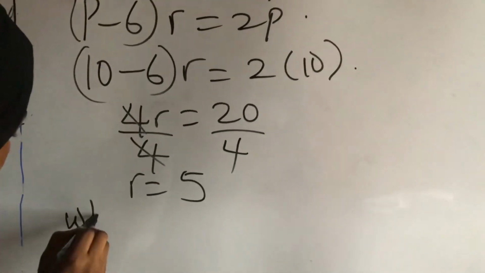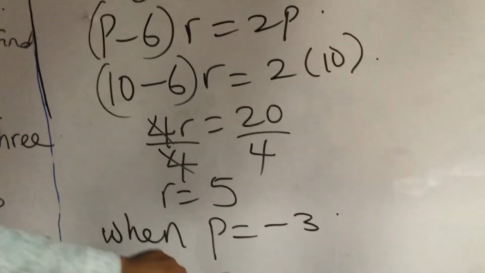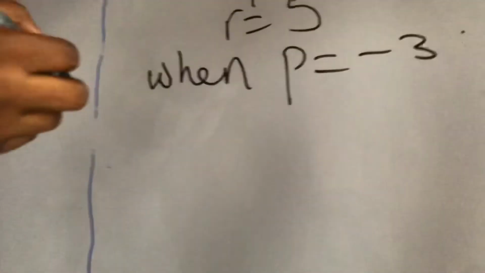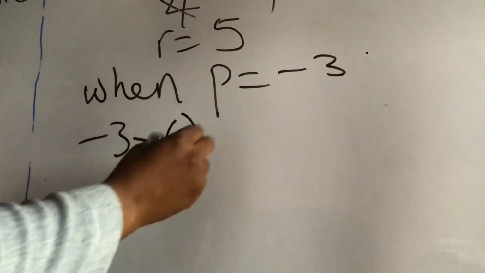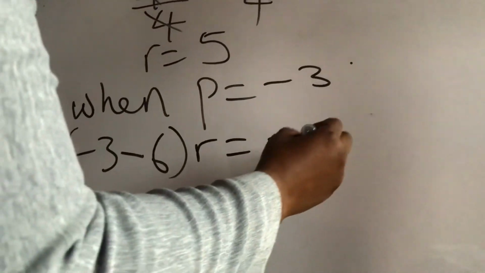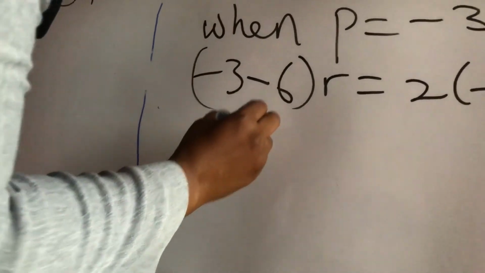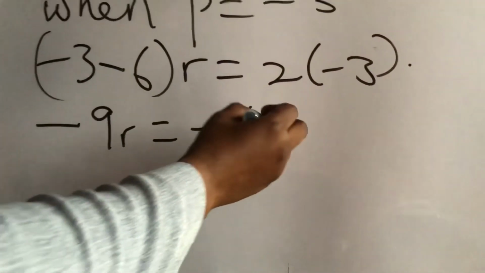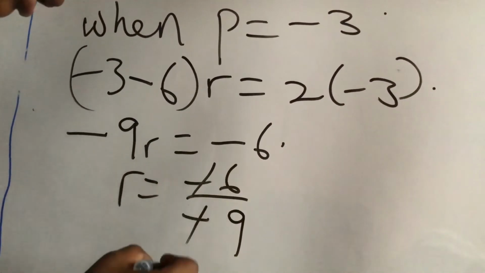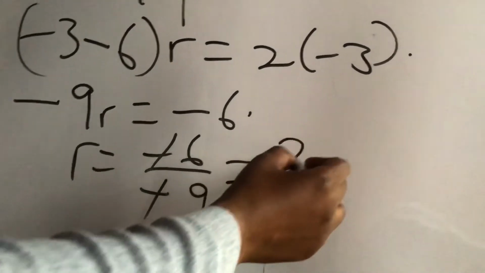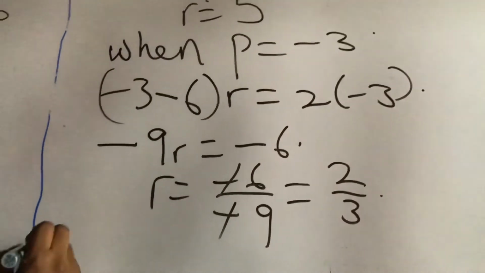So when p is equal to minus 3, what will be the value of r? So from here, wherever we see p, we're going to put minus 3. Minus 3 minus 6, r is equal to 2 multiplied by minus 3. So this is minus 9r is equal to minus 6. So r will be equal to minus 6 divided by minus 9. Negative cancels negative. So we are left with 2 over 3. So we have two values for the common ratio. We have two values for r, the common ratio.